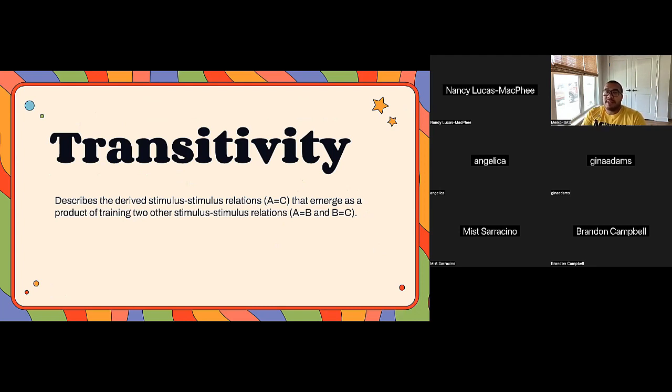So what the Cooper book says transitivity is, it describes a derived stimulus-stimulus relation that emerges as a product of training two other stimulus-stimulus relations. You'll see this keyword here, training, right? It's a product of training two other stimulus-stimulus relations. So likely in your scenario, it's going to be a little bit longer because you have to have that training of two other stimuli.